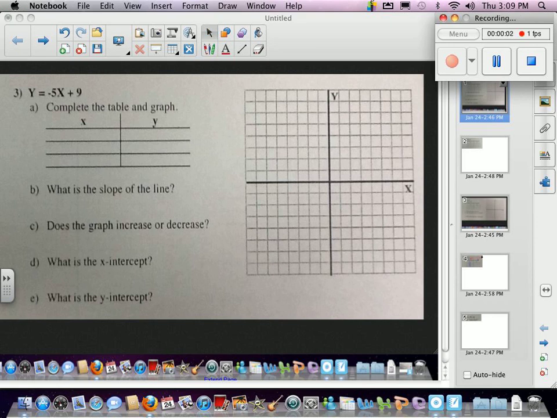Alright, so for tonight's homework, we're going to focus on numbers 3 and 6. Starting with number 3, the problem reads y equals negative 5x plus 9. Part A, complete the table and graph.